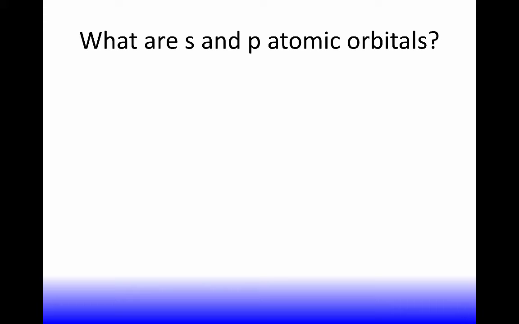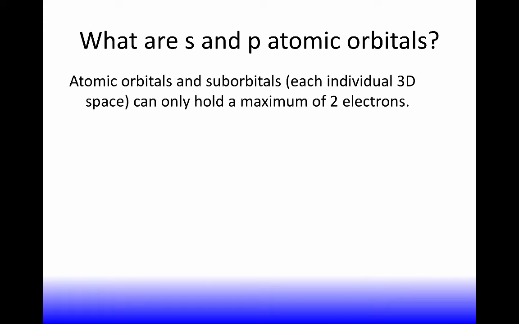Now, I said they're 3D shapes, so what do the shapes look like? Well, there's 4 different types of orbitals, and each type other than S has a bunch of suborbitals, as you will see. So atomic orbitals and suborbitals, these individual 3D spaces, can hold a maximum of 2 electrons. So imagine if you're, I don't know, fluorine. Fluorine has 9 electrons. You can tell they all 9 can't be in an s orbital or in a p orbital. You're going to see there's organization and a certain way the orbitals get filled.